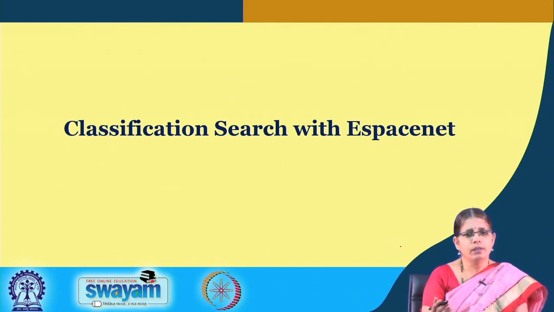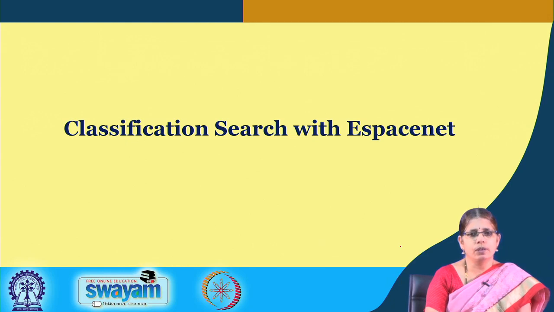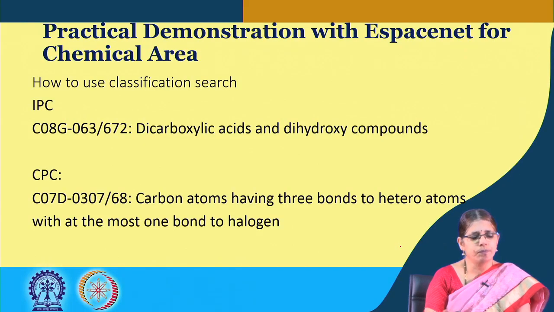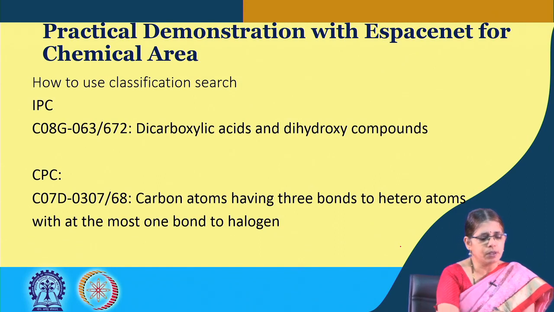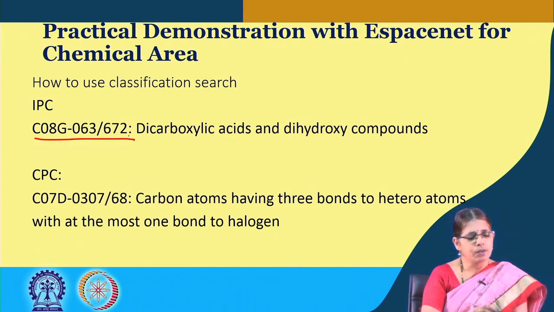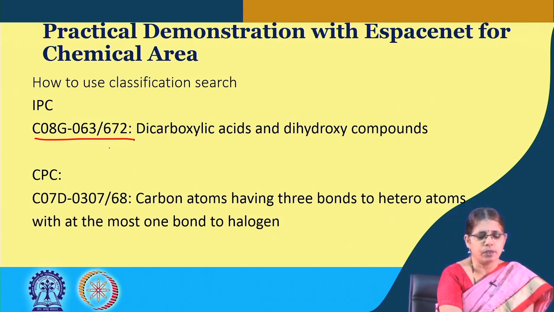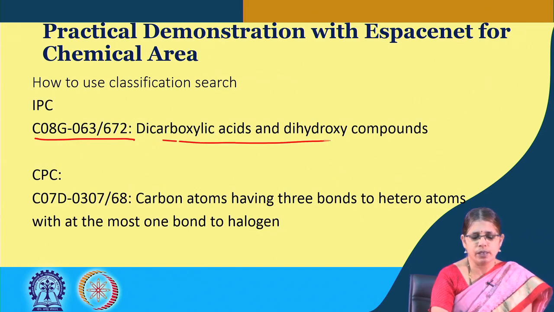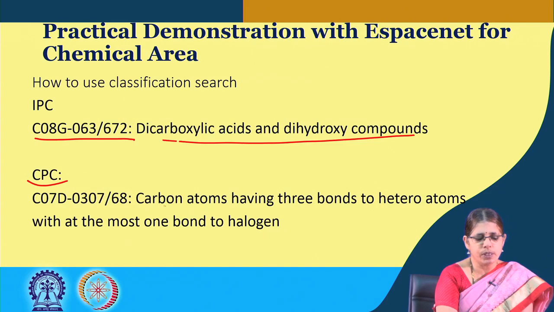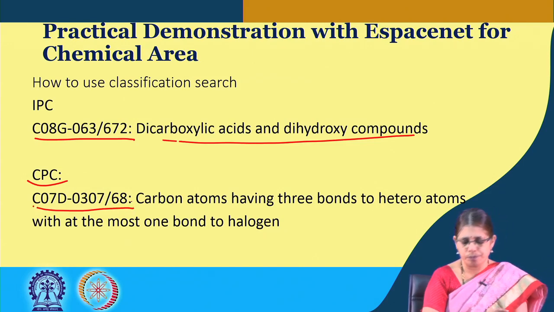There are these different options that are available in relation to combining the fields. So, looking at another aspect of the search in relation to PEF, let us look at the classification search in relation to this particular area. Generally, this will belong to the C class, and in the IPC this is the particular class, which is dicarboxylic acid with dihydroxy compounds. If you look at the CPC, CPC lists them under this particular code.